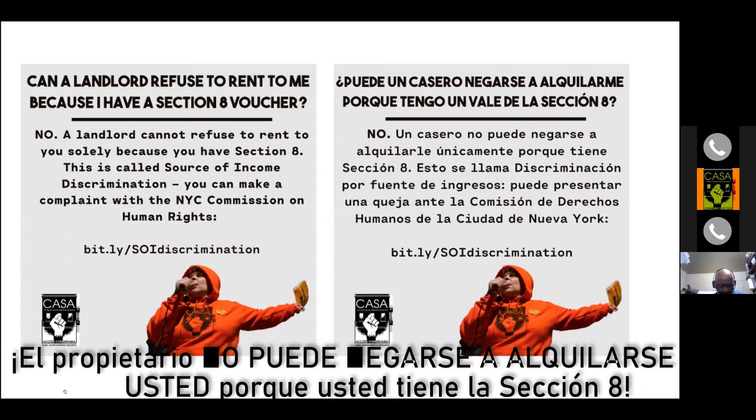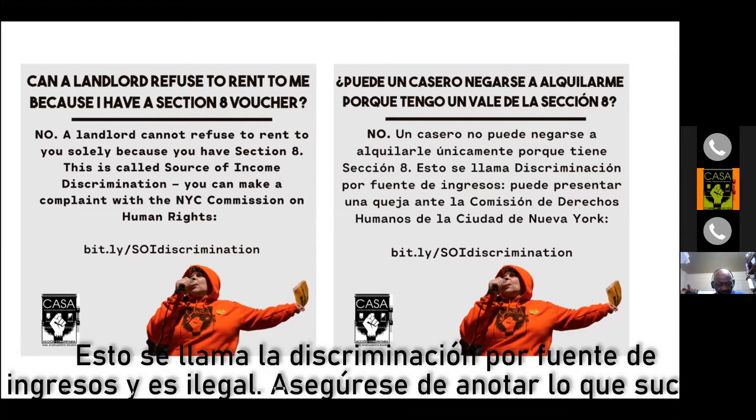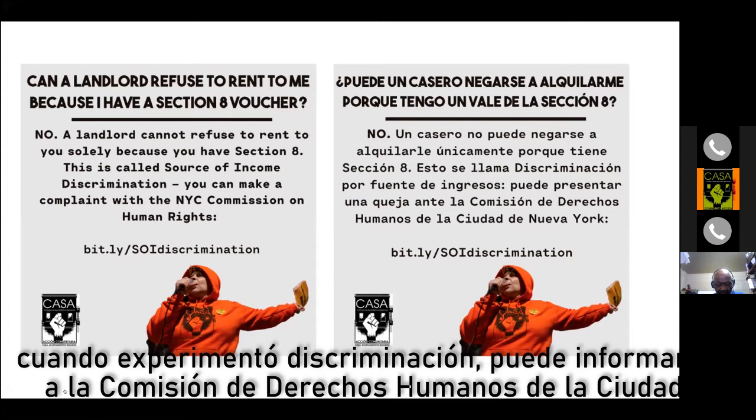Landlords will commonly say that they don't have any apartments available for Section 8 tenants. This is called source of income discrimination, and it's illegal. Make sure you write down what happened when you experience discrimination, and you can report this to the City Commission on Human Rights.